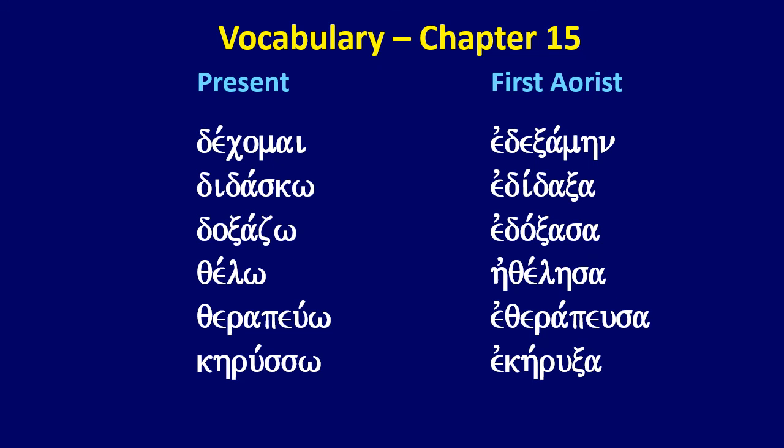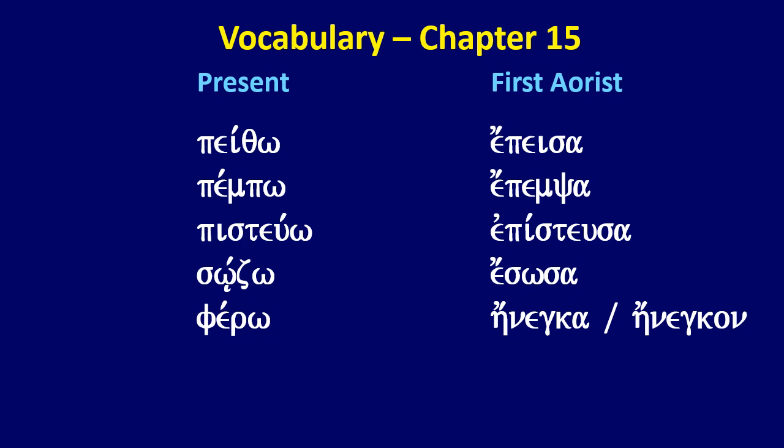Next on the list is therapeuo, I heal. And its first aorist active spelling or form is etherapeusa, meaning I healed, past tense. Kerusso is the next word, I preach, and then in its first aorist active spelling, it's ekeruxa, meaning I preached.